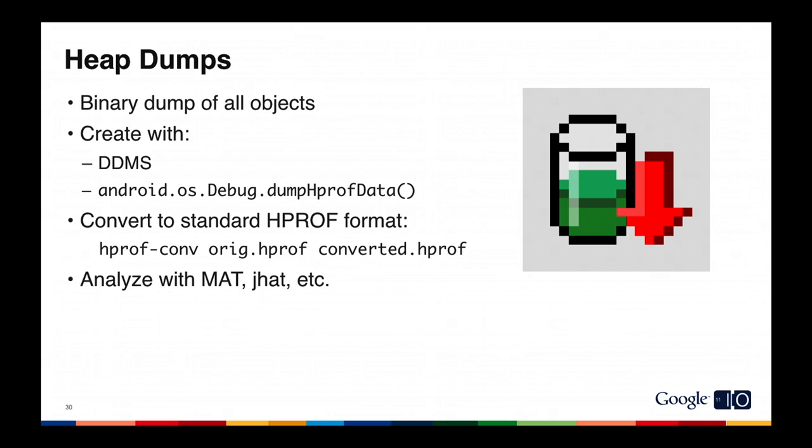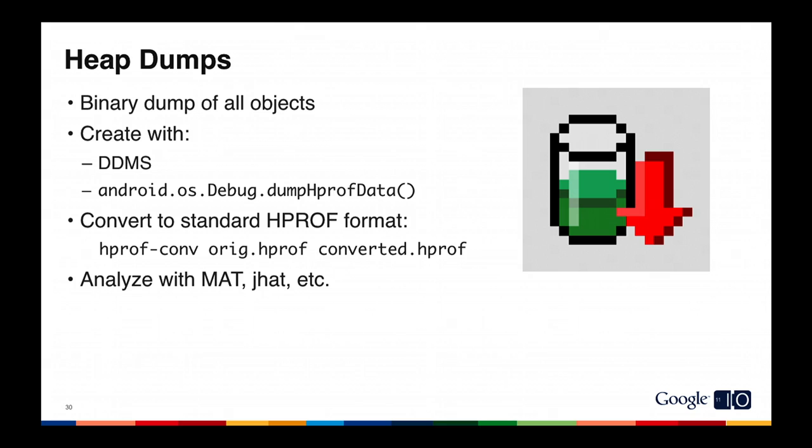You may need to convert the heap dump to the standard hprof format. You'll only need to do that if you're using the standalone version of DDMS. If you're using the Eclipse plugin, the ADT plugin, it will automatically convert it. But the conversion is pretty simple. There's a tool in the Android SDK which you can use to do it.